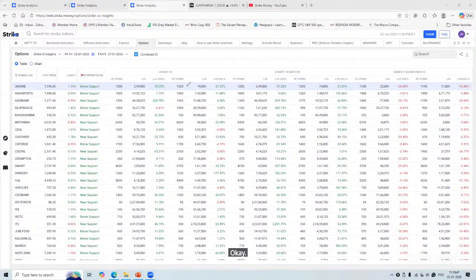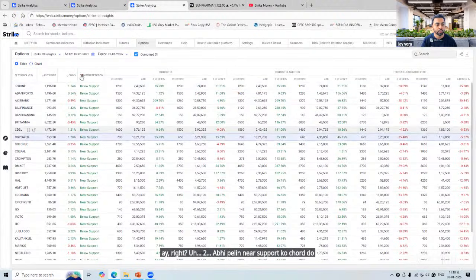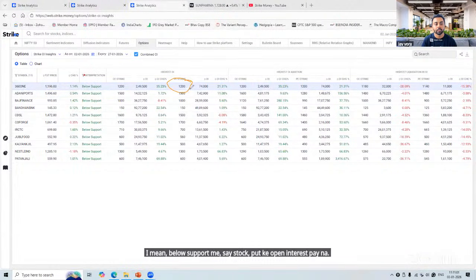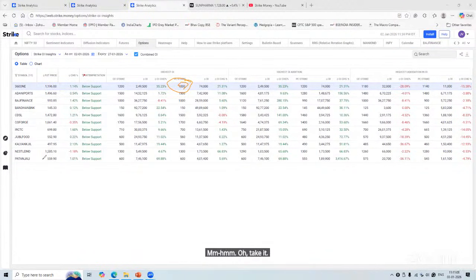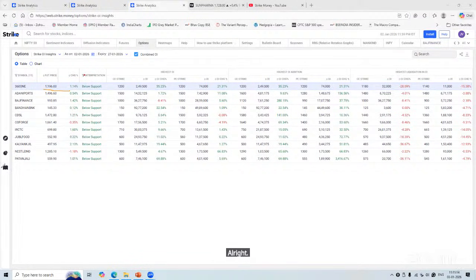हाँ, राइट। तो अभी देखिए ये स्टॉक्स ऐसे है, अभी पहले नियर सपोर्ट को छोड़ दो, अपन बिलो सपोर्ट की बात करते हैं, ठीक है? अब ये बिलो सपोर्ट में ऐसे स्टॉक्स है जो अपने पुट के ओपन इंटरेस्ट पे नीचे चल रहे हैं। Like you see over here, 1200 put has the highest open interest, right? But prices are at 1196. समझे आप?